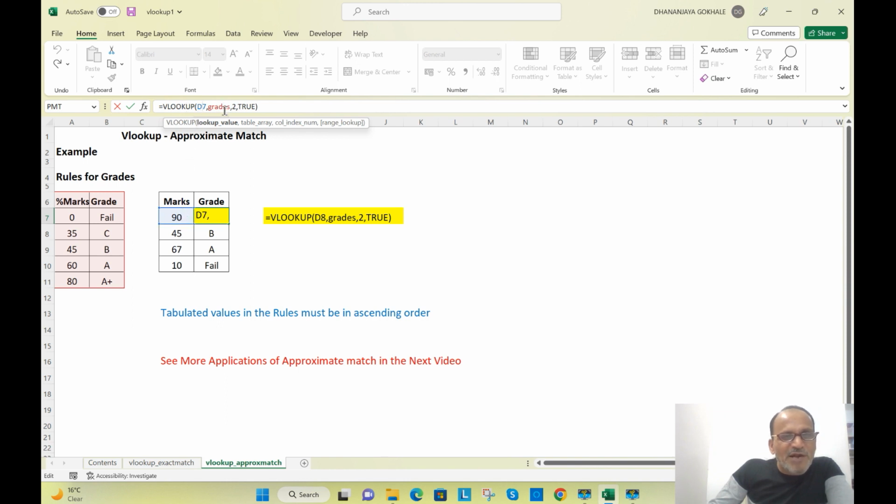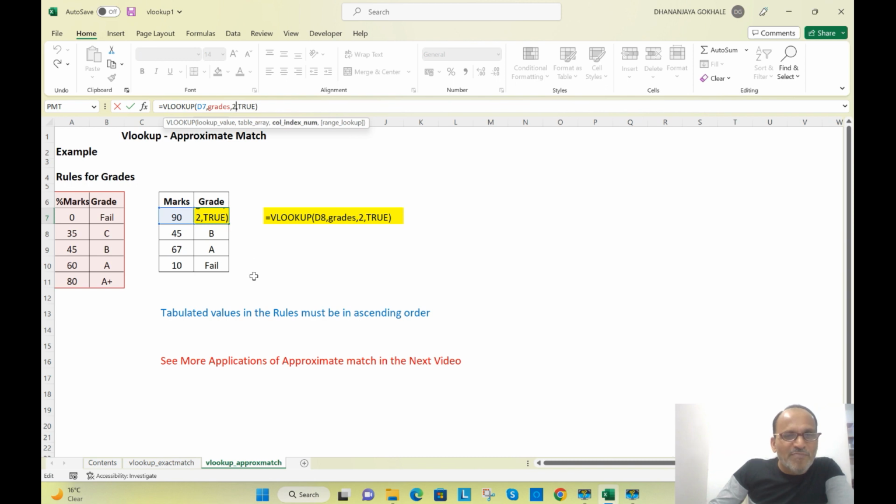And the table array, now what is this? I have named the table as grades, and you can see it is the highlighted table. This table has been named as grades. So now in this table, our lookup values are going to be there, as well as the answers. And where is the answer? It's pretty simple. This table has only 2 columns, so it is column number 2.